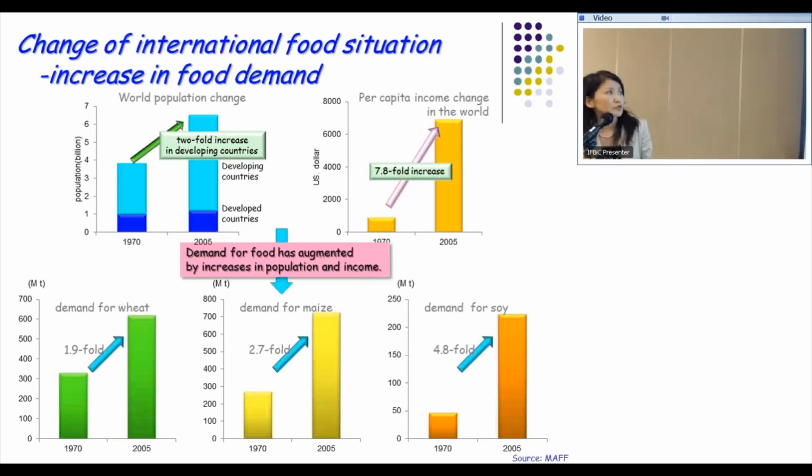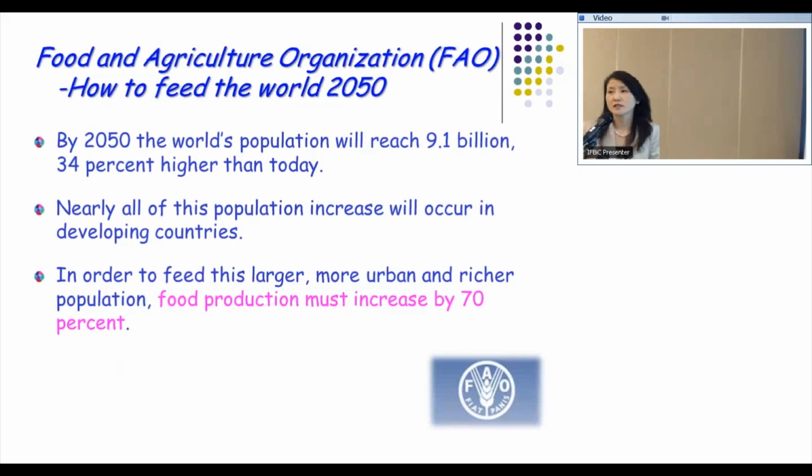and in the same period, we saw a big increase in the per capita income. And because of this increase in the population and the income, the world demand for food has augmented. I show here as an example that the world demand for wheat, maize, and soy increased a lot. And the same thing will keep happening. The Food and Agriculture Organization says that by 2050, the world's population will reach more than 9 billion, and in order to feed this larger population, food production must increase by 70%.